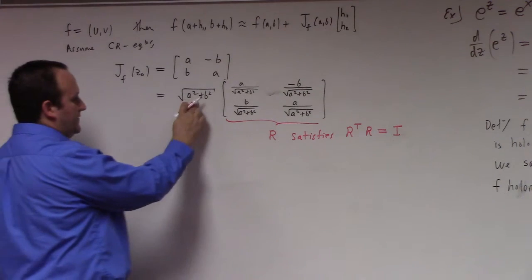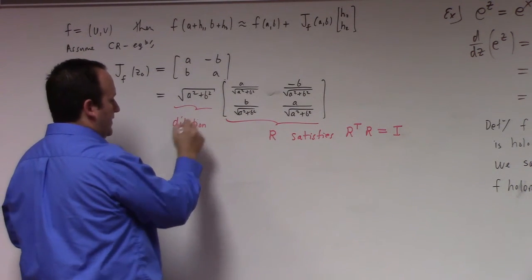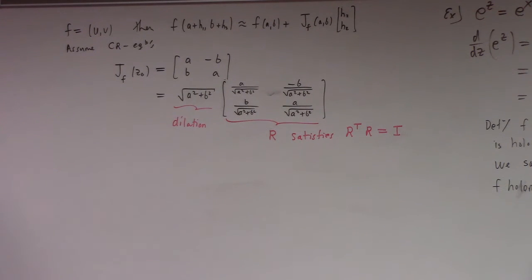This factor in the front is known as a dilation. It just gives you a rescaling. So, in short, at an infinitesimal level, if the function is complex differentiable, what that means is that infinitesimally, all it's doing is rescaling vectors and maybe rotating them a little bit.